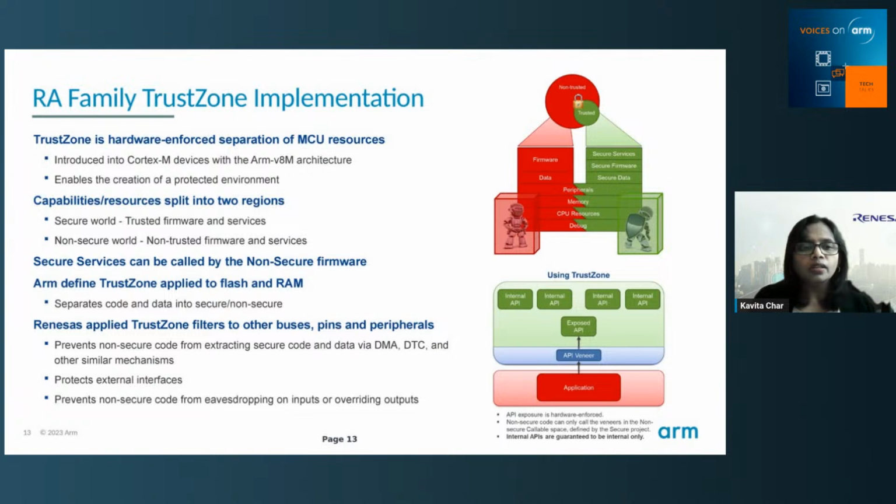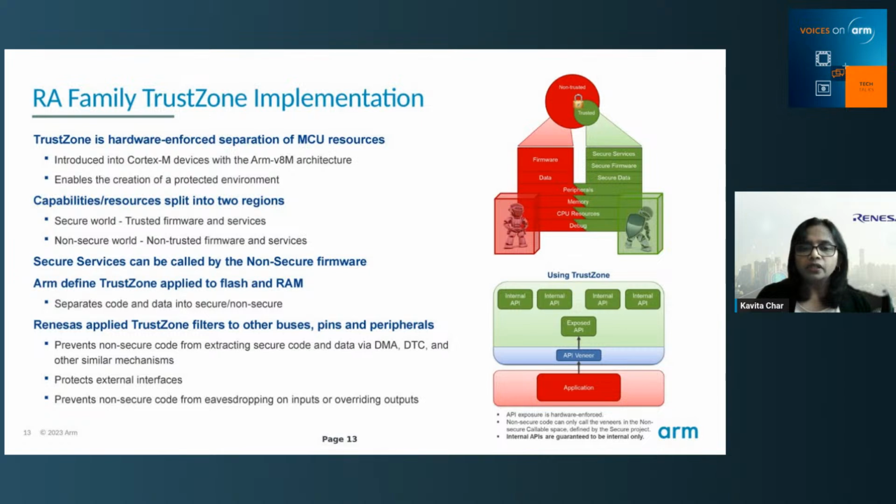Some quick words on the trust zone implementation on RA devices and some that are specific to the RA8 devices. Trust zone, as you know, is the hardware-enforced separation of all MCU resources. This was introduced with the V8M architecture, and it enables the creation of a protected or trusted environment. The capabilities and resources can be split into two regions, secure and non-secure, and the secure services can be called by the non-secure code, but through a non-secure callable gateway, which is shown in the second graphic here.